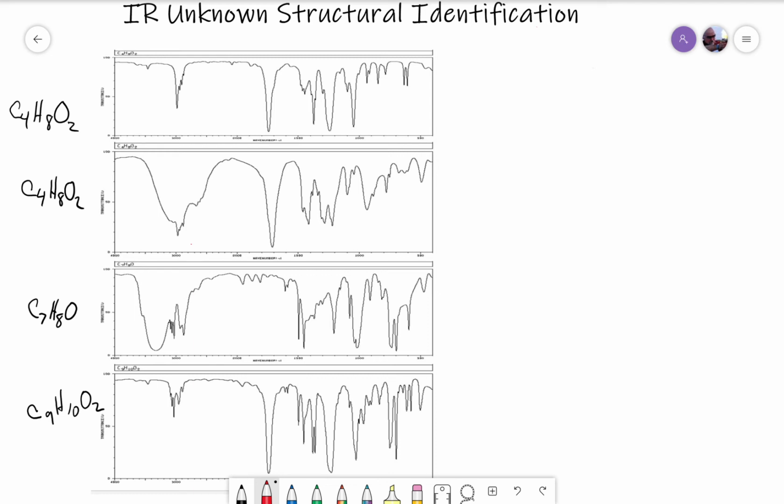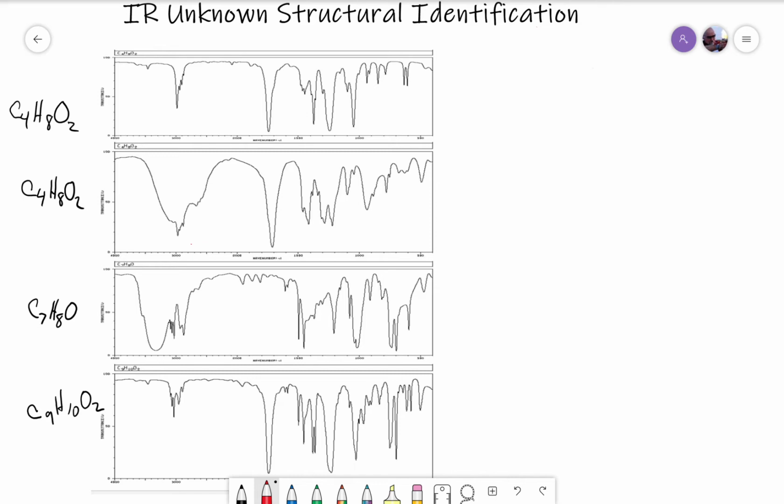Okay, let's look at these IR unknown spectra and see if we can deduce a possible Lewis structure for the empirical formula or the chemical formula that's given. What we're going to do is use these IR stretching peaks to identify the organic functionality and then put together a Lewis structure based on that.